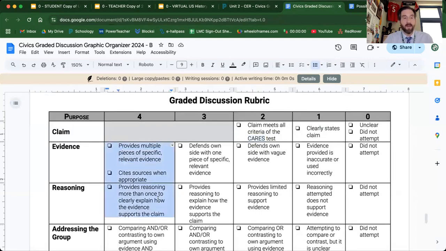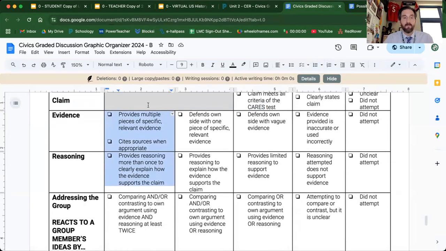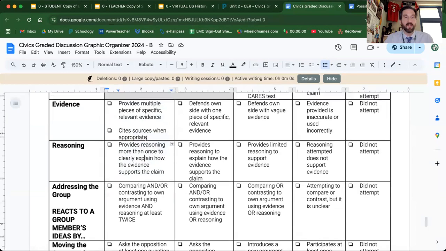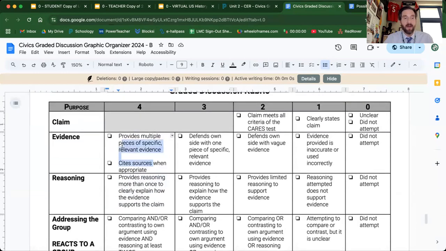We've talked a lot about evidence and reasoning: multiple specific pieces of relevant evidence, cite when appropriate, reasoning more than once that clearly explains that connection. How does this specific evidence support this claim?